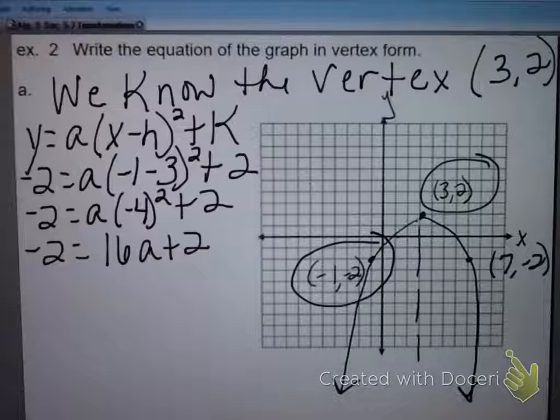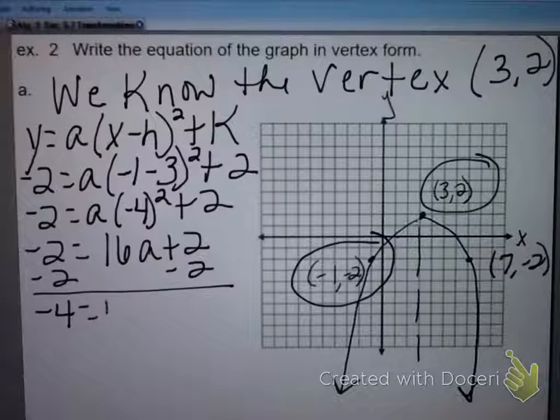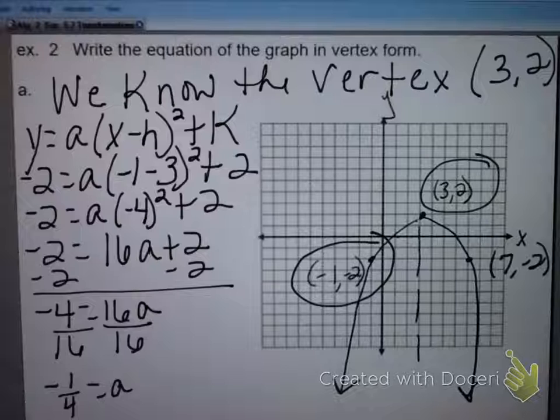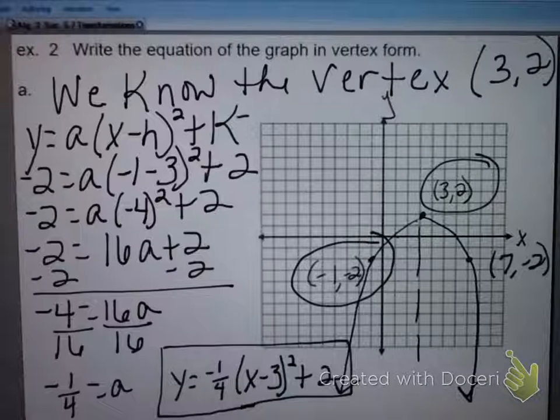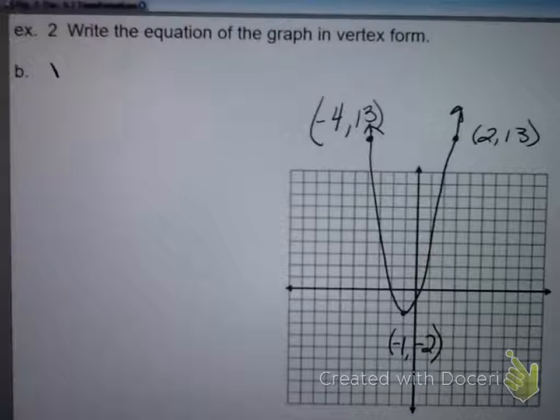And then this is a simple equation we're going to solve for a by subtracting 2, dividing by 16, and we get negative 1/4 is equal to a. So now we're going to plug back into the vertex formula our a and our vertex, our h, k. And that is our vertex form. Okay, let's try another one.